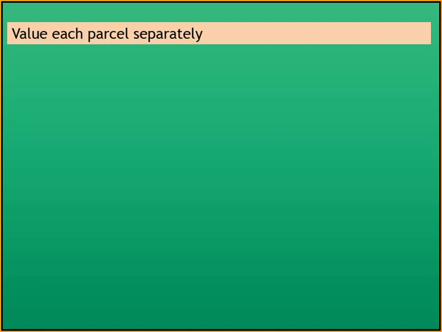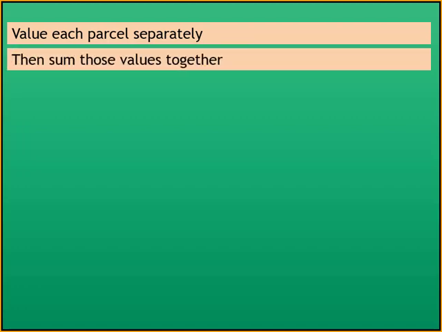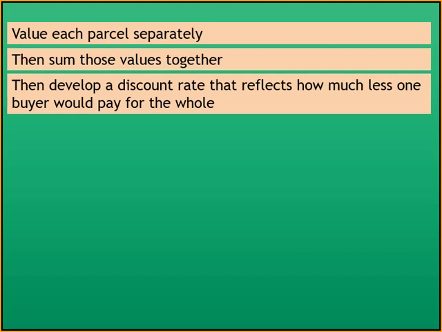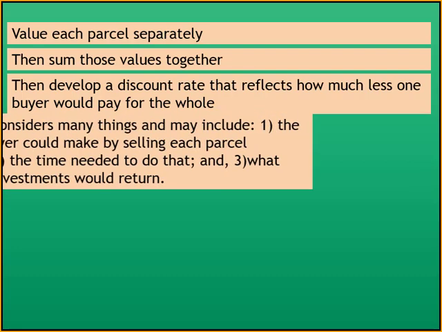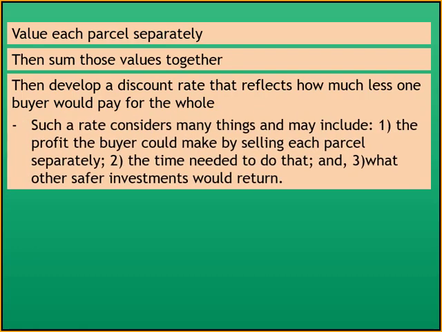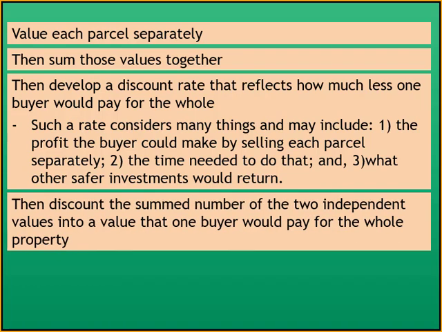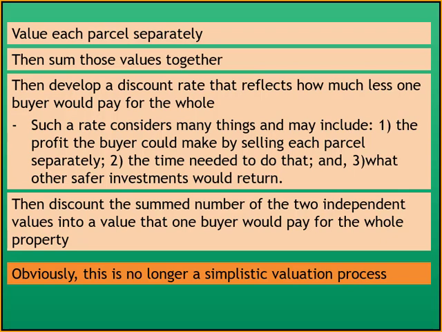value each parcel separately, then sum those values together, then develop a discount rate that reflects how much less one buyer would pay for the whole. And that discount rate would consider many things that may include the profit the buyer would make by selling each parcel separately, the time needed to do that, and what other safe investments would return. Then discount that summed number of two independent values into a value that one buyer would pay for the whole property. Obviously, this is no longer a simplistic valuation process.